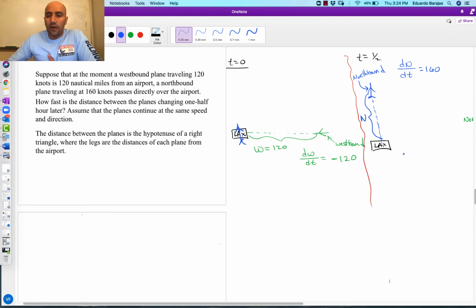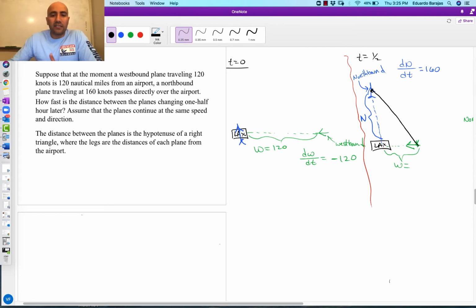And then we still have this other westbound airplane. Now it's a little closer though, because it's 1/2 hour later. It's been traveling, so now it's going to be a little bit closer. So now there is some sort of distance there, W, to be determined. It's not 120 anymore because it's a half hour later and this plane has been getting closer. But there is a distance between the airplanes.